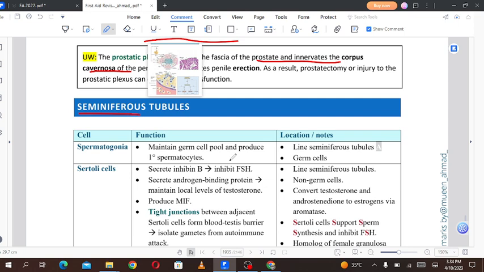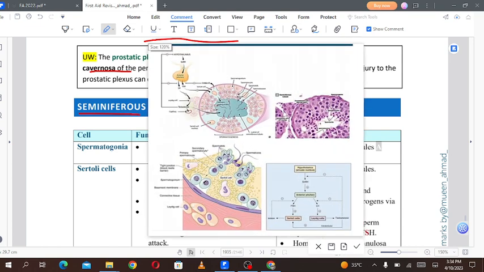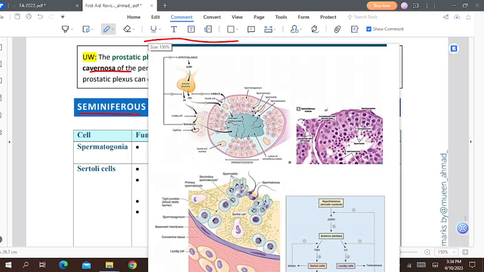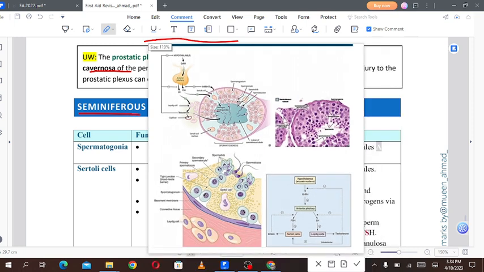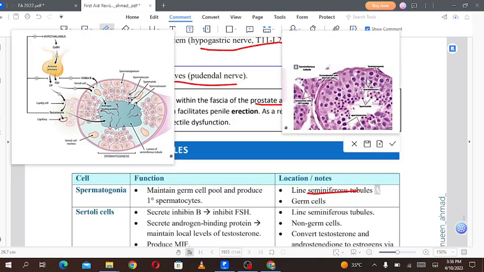They line the seminiferous tubules, as you can see in picture A. Seminiferous tubules, where are they? Okay, nothing is visible in this picture. I guess I must take a smaller picture. So yes, now I've split these pictures.